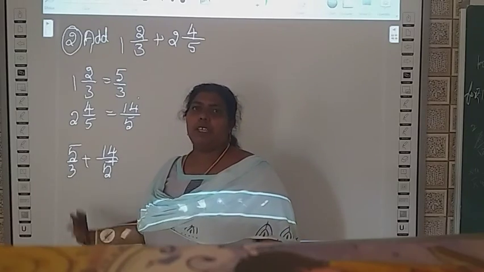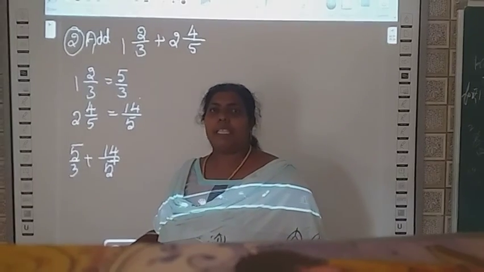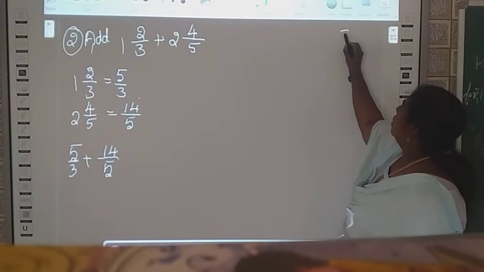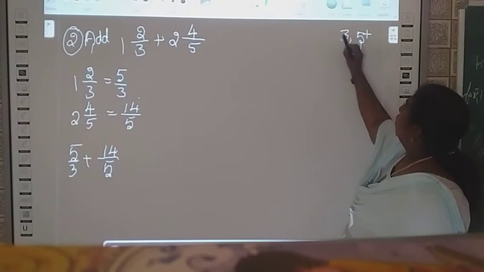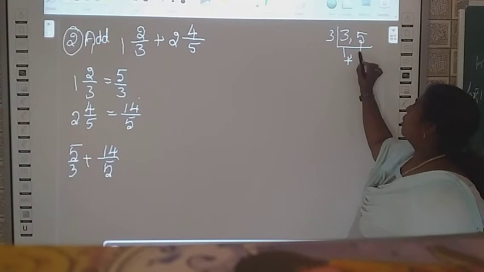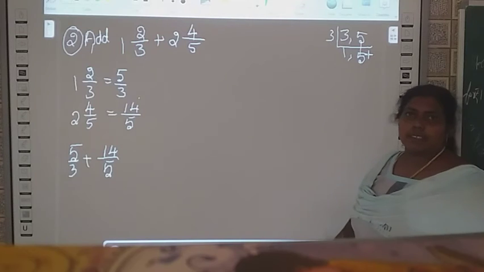See, the denominator is different. So next step, we have to find the LCM. 3 and 5 LCM, by the short division method. 3 and 5. Which table? Third table. 1 time 5 is not possible. So 5 you have to write as it is, right?